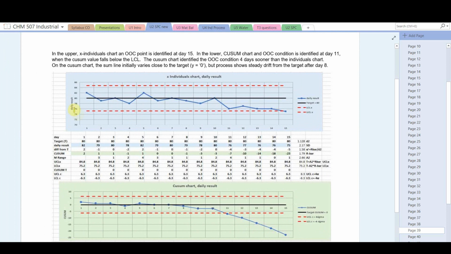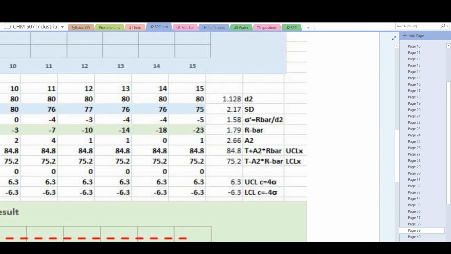So the upper chart is the individual's chart. The average is the target. We're plotting 80 rather than the actual average. The upper and lower control limits on the individual's chart are plotted using, don't know if you can see this, we calculate sigma prime as R bar over d2. It's 1.58. d2 is the factor from the table.